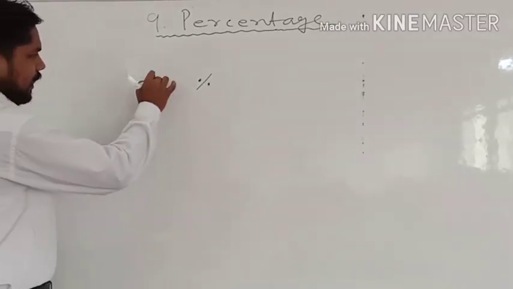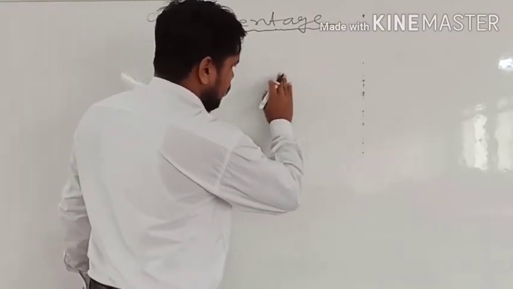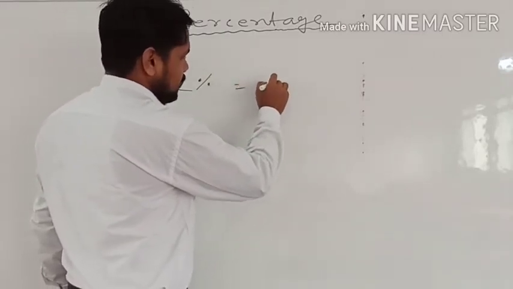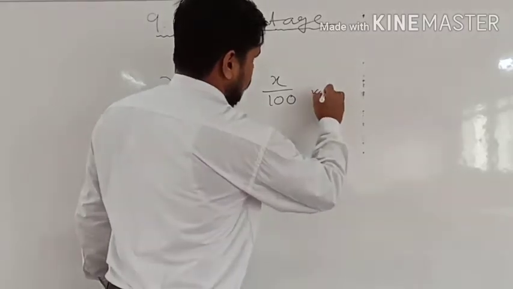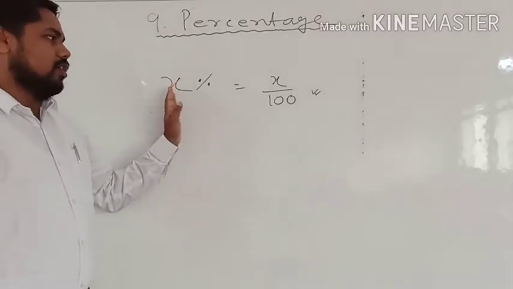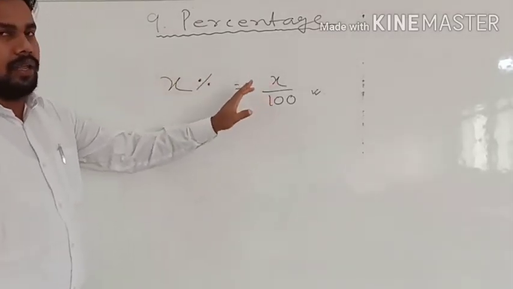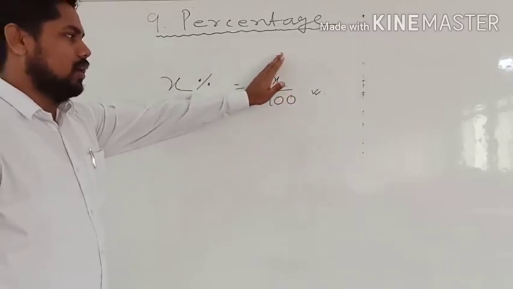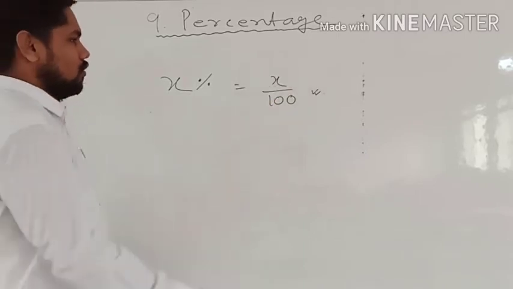So if I say x percent, that means x hundreds. That means x by 100. This is the actual meaning of the percentage. In place of x, the value may be any number. The x may be any value. So out of hundreds, how much part of the number is that? That is all about the percentage.